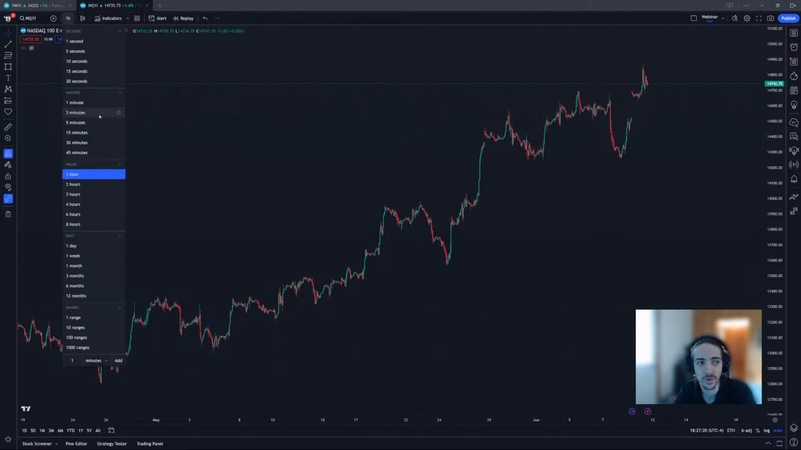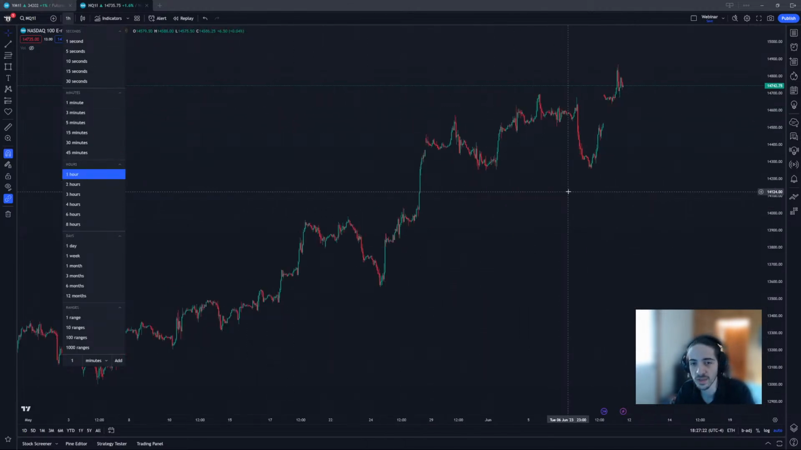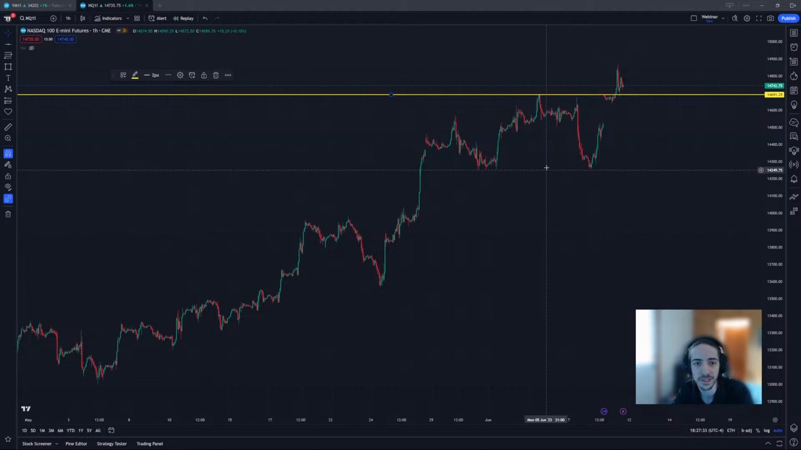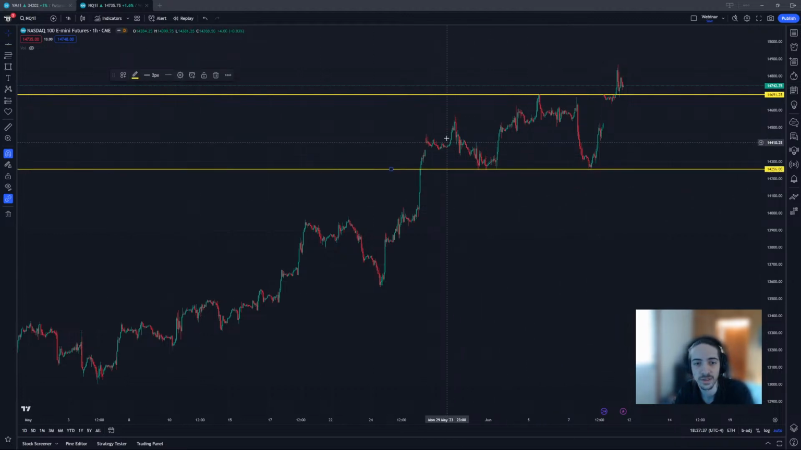And again, guys, anything you see me doing on the higher time frames, you can do on the smaller time frames. Just don't expect the levels to be as strong and accurate. So we can mark this high right here, we can mark this low right here. Here's our range, right? That's our range.